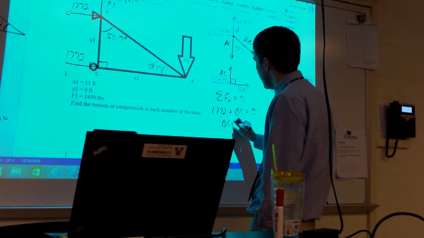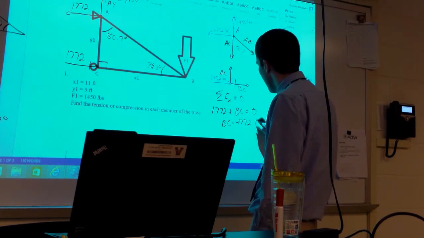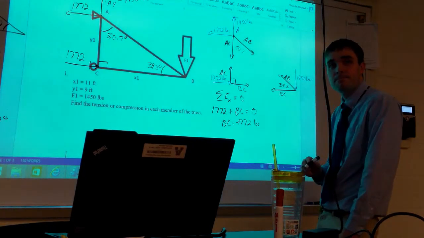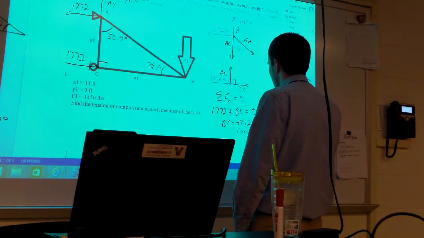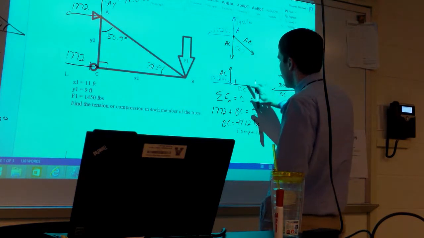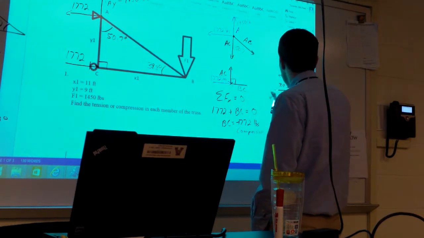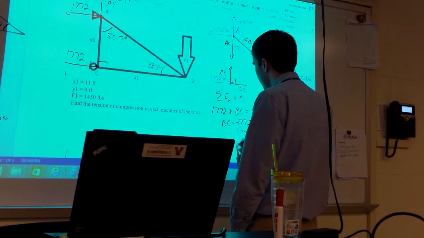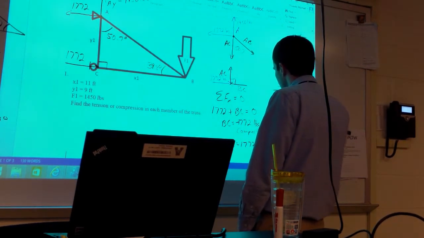So BC equals negative 1772 pounds. Is that tension or compression? Compression. And that means we need to switch BC's arrows since we got a negative number. So we should say BC equals 1772 pounds compression.